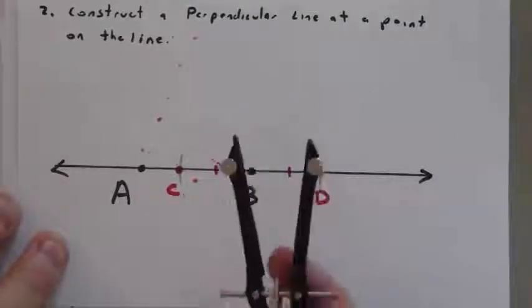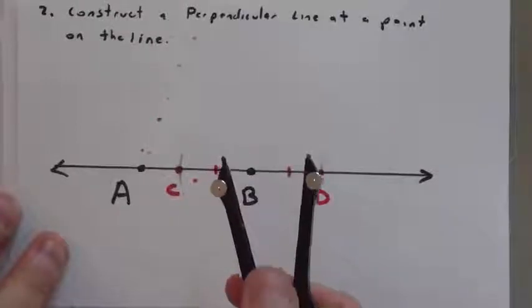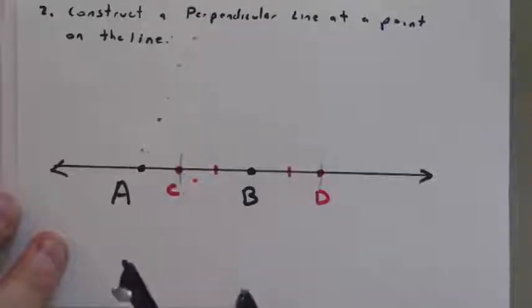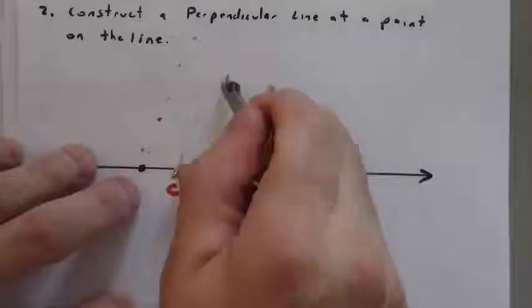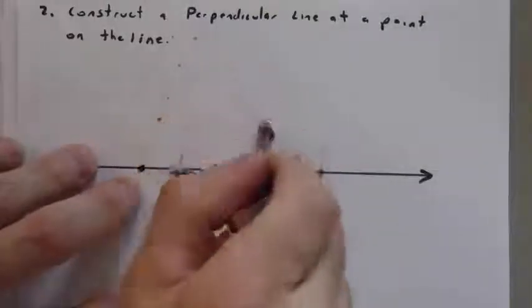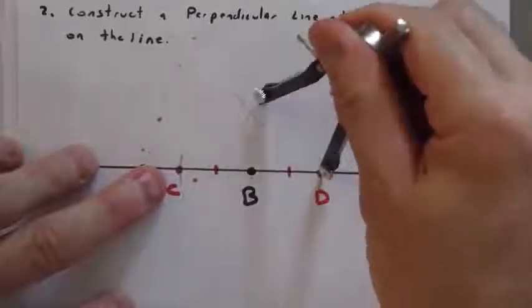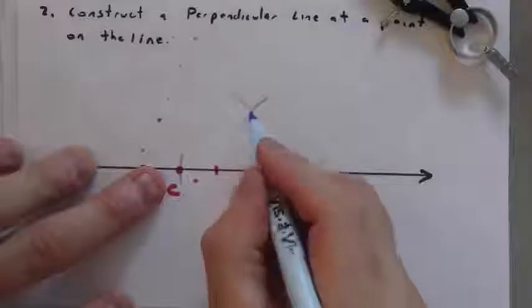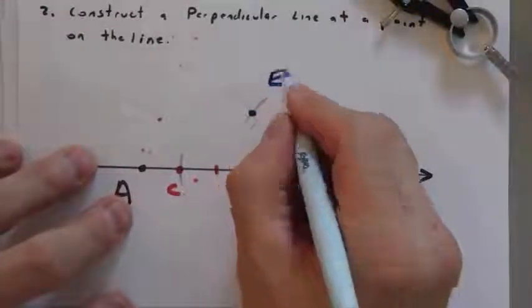Now, if you adjust the compass so that it's a little bit longer than it just was, a little wider. So I did. See, it's a little wider. If we center on C and draw an arc, and center on D and draw an arc, then we're going to mark this intersection point as, I guess, E.